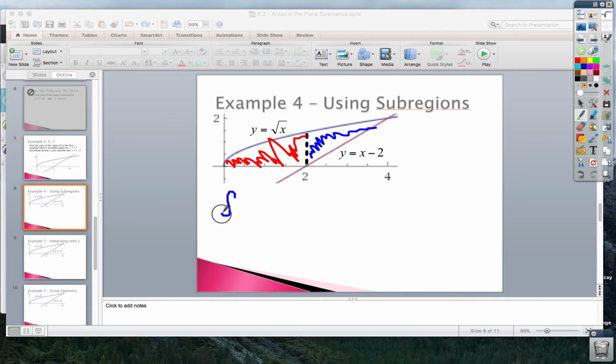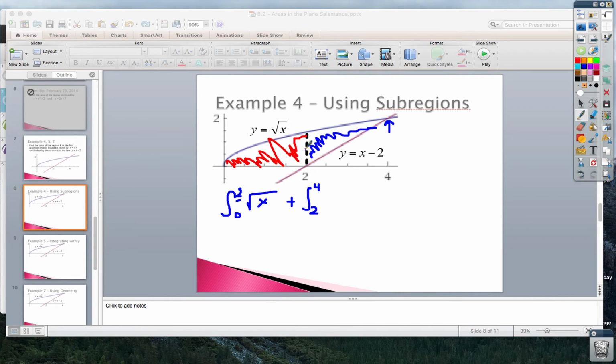So we're going to integrate from 0 to 2 for the square root of x. And the reason why we can do that is because the graph y equals x minus 2 isn't above the x-axis until 2, which is why our upper limit here is 2. Next thing we're going to do is add the integral from 2 to 4, because that's where they intersect a second time here.